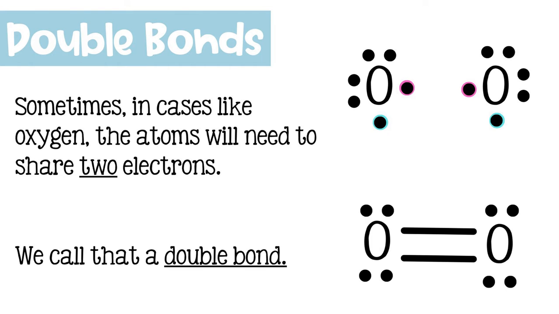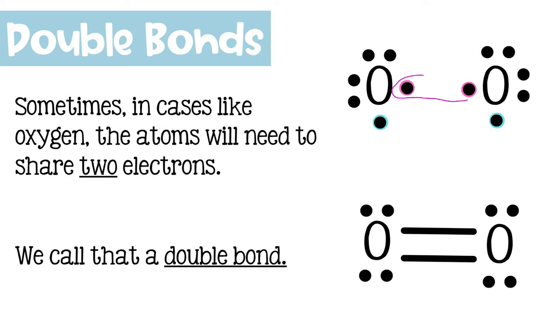Now let's look at another example. Let's look at two oxygen atoms bonded together. Now both oxygens have 6 valence electrons. In order to get a full octet, they will need 2 more electrons each, which means they're each going to have to share 2 pairs of electrons. So let's do that. We're going to replace 1 electron on each with a single bond line.